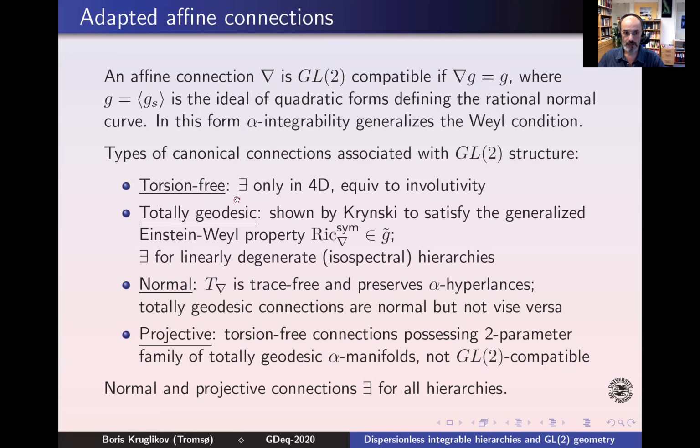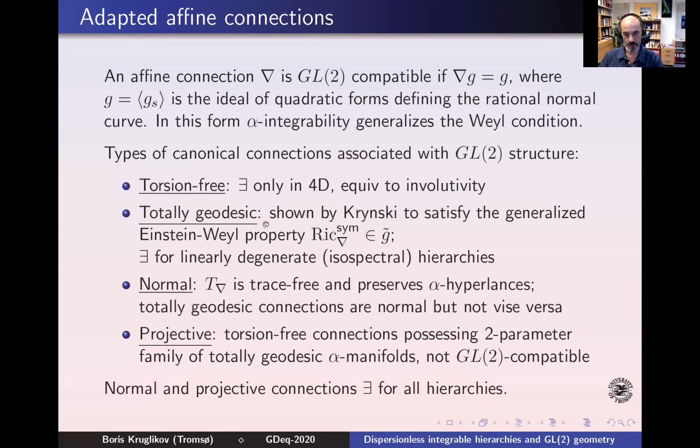It turns out that such connections can exist only in 4 dimensions. That's a result of Bryant. So in higher dimensions, such cannot exist. And in 4 dimensions, this notion is equivalent to involutivity. So for hierarchies, this becomes too restrictive. If you have 3D equations, you can take the first truncated hierarchy, then such exists, but higher it will not.